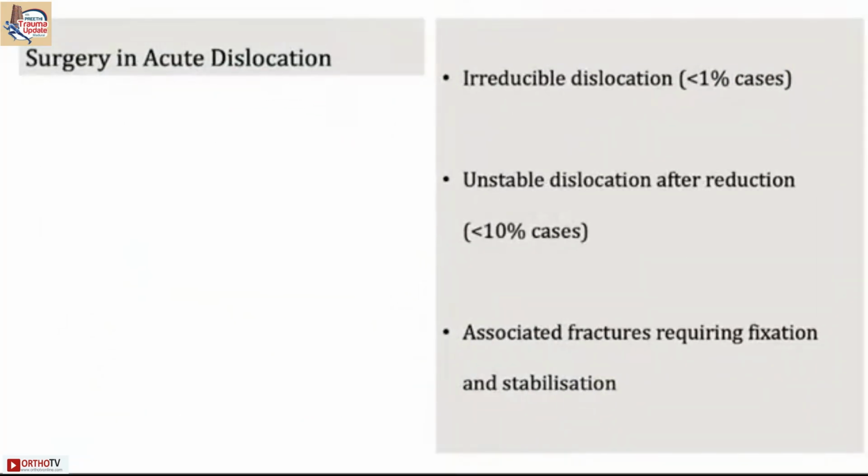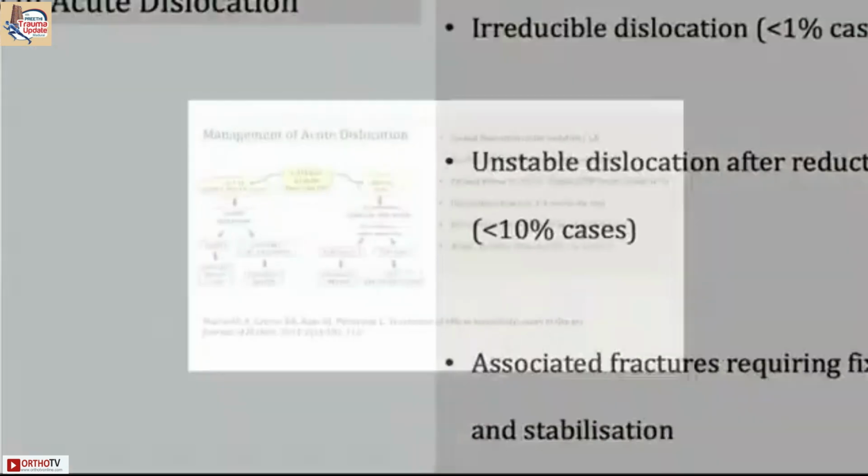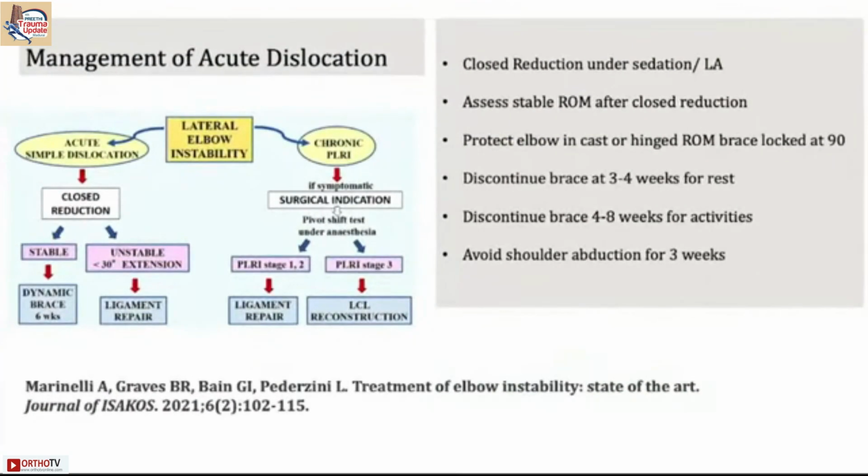20% of simple dislocations are stable simple, 40% are unstable simple, and 40% are complex dislocations. Surgery is indicated in irreducible fracture dislocations, unstable dislocations after reduction, and associated fractures requiring fixation and stabilization. Algorithms have been proposed for managing acute dislocation.